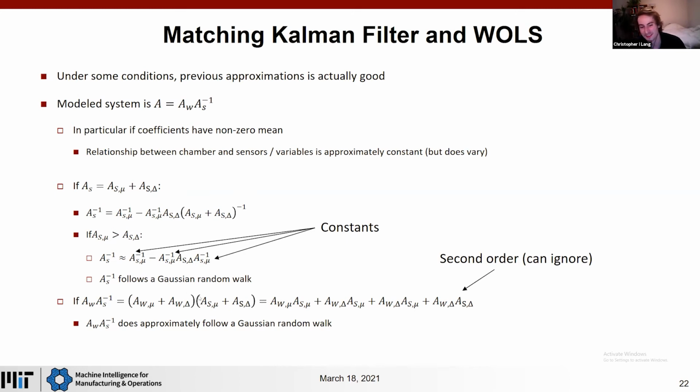And then when you take the product of these two, you can say that you have some mean value plus some Gaussian random walk value plus another, and then plus this second order effect, which you can mostly ignore. So it's not really worth going too deep into the math, but the punchline is that if these coefficients in AW and AS have non-zero means, in particular if AS has non-zero means, then this whole system does follow the assumption that we were making before.